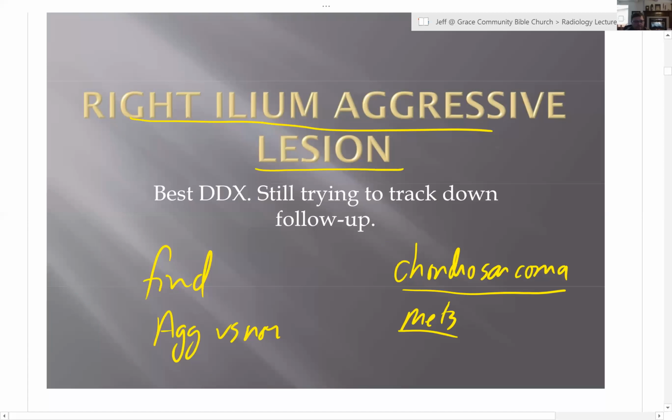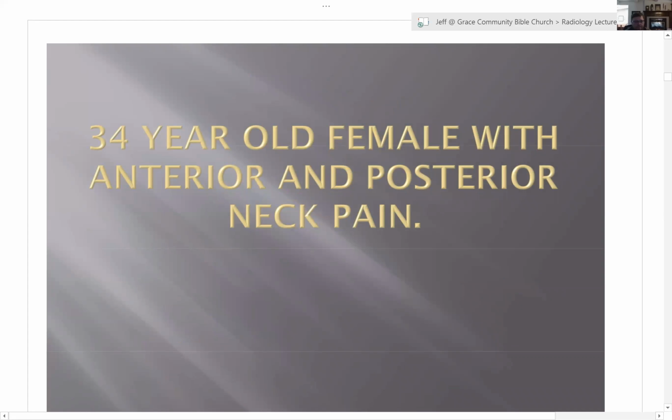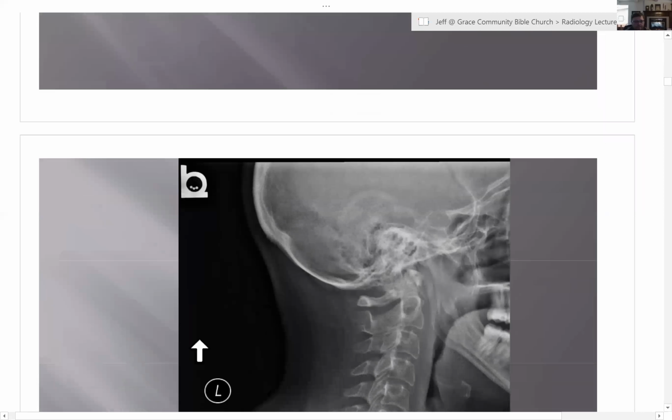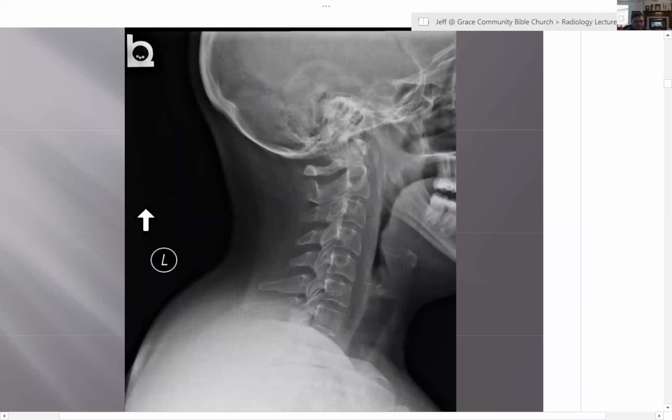All right, as a group, we are 1 for 1. All right, good job. Next case. 34-year-old female with anterior and posterior neck pain. Okay, that's our history, anterior and posterior neck pain. All right, here's a really hard detection case.